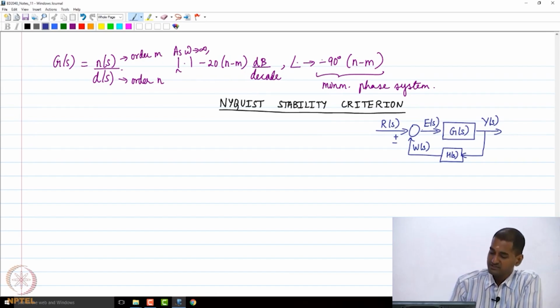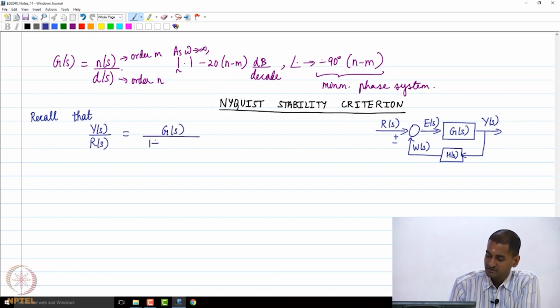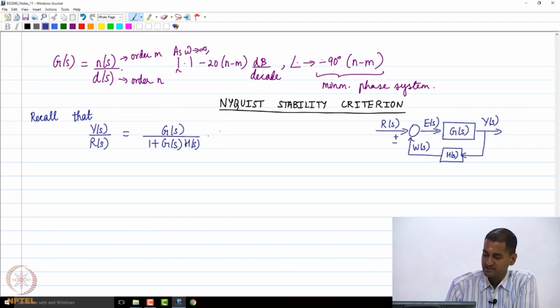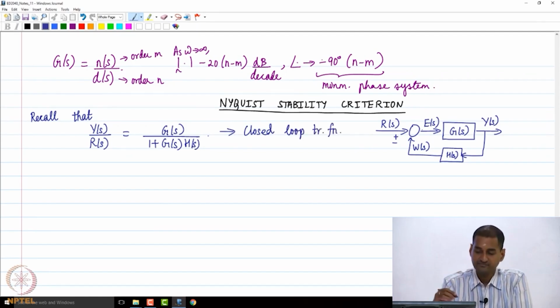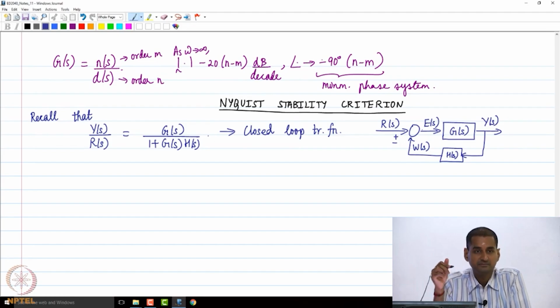What is the closed loop transfer function? Recall that Y of s divided by R of s is going to be equal to G of s divided by 1 plus G of s H of s. So, this is the closed loop transfer function.